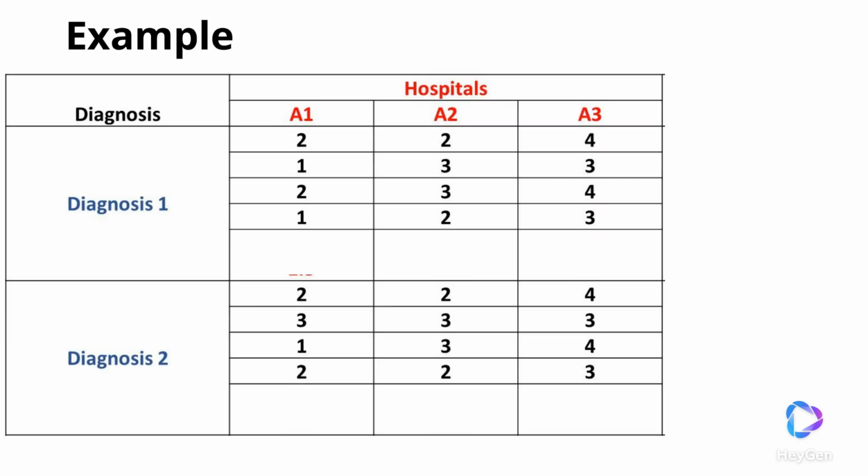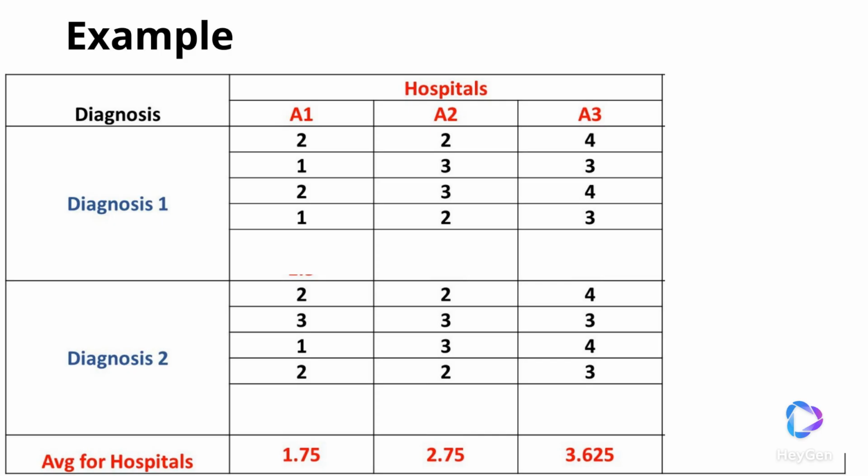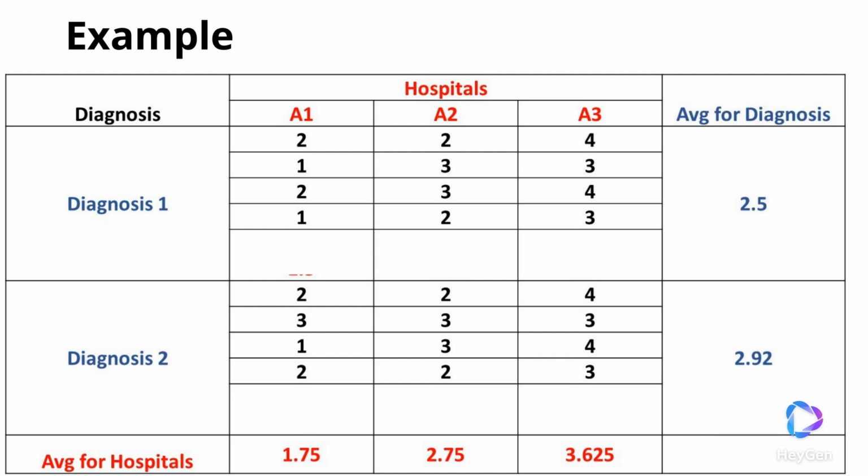These data show the length of stay at 3 hospitals for patients with 2 different diagnoses. Notice that the average stay is different at the 3 hospitals, from low of 1.75 days to high of 3.625 days. Notice that the average stay is also different for different diagnoses, from 2.5 days to 2.92 days.